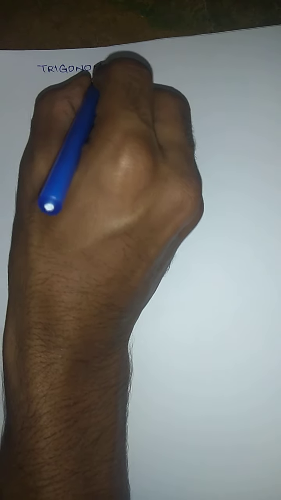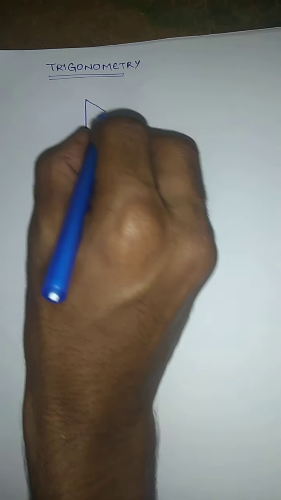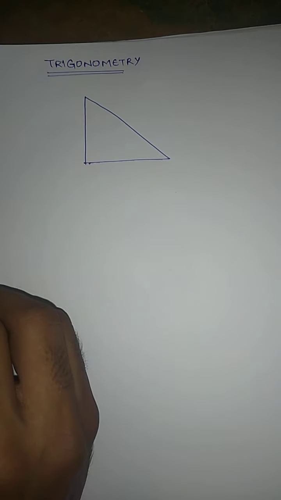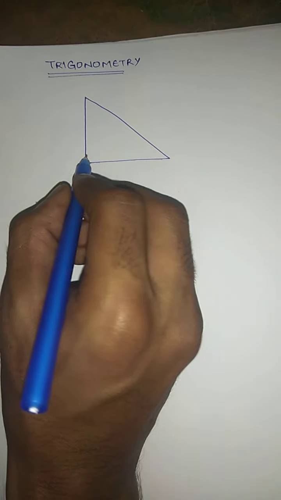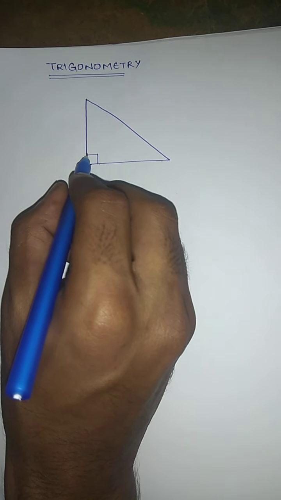So, please follow this regularly so that you can easily understand this topic, trigonometry. This is one of the most important chapters. In this chapter we are going to deal with a triangle, and remember the triangle is a right angled triangle. A right angled triangle is nothing but one where one of the angles must be 90 degrees.